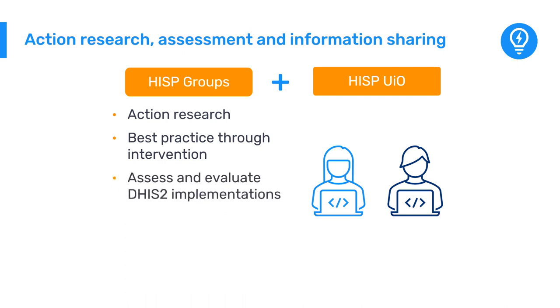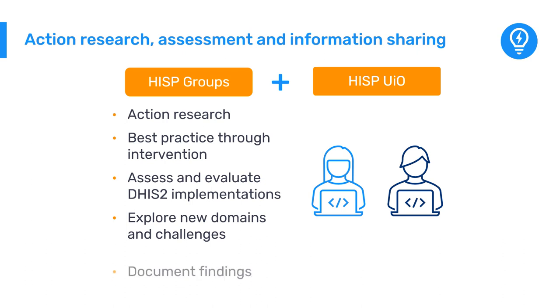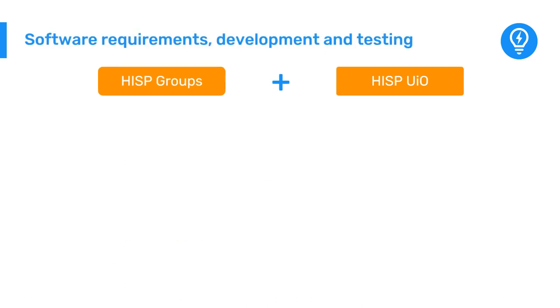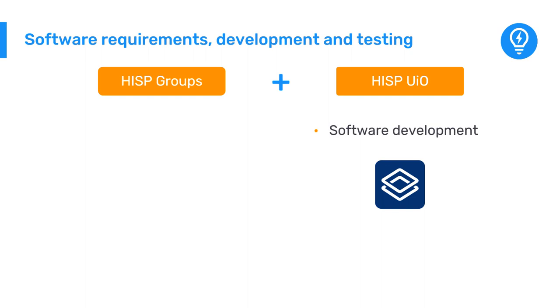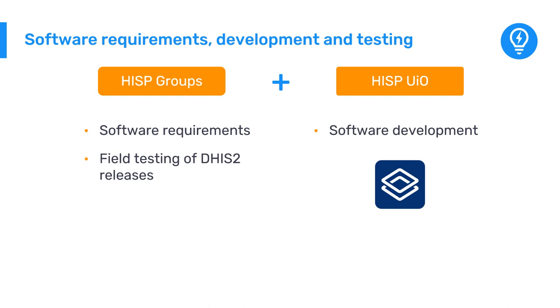They assess and evaluate country DHIS2 implementations, explore new domains and challenges, and document their findings for input into global products and strategies. Another key area of collaboration is the ongoing development of the DHIS2 platform. While software development is led by HISP UIO, the HISP groups are the most important source of requirements for software features and field testing of DHIS2 releases due to their close work with country governments. Their input and feedback is essential to ensuring that DHIS2 continues to meet local needs and function in local contexts.